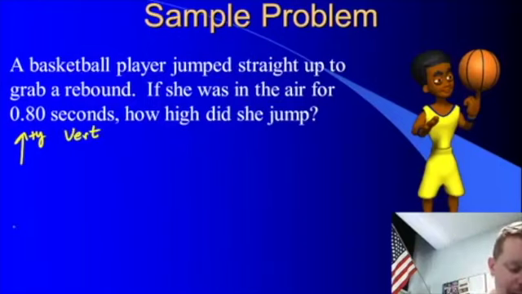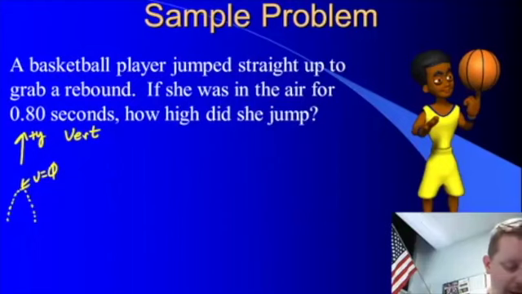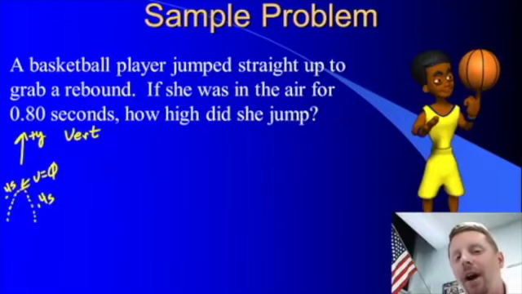Now we can also realize that the basketball player travels up and then comes back down. And at the highest point, velocity is 0. And if it takes 0.8 seconds for the entire trip up and down, it must take 0.4 seconds to go up and 0.4 seconds to come down. So here's another trick to solving some of these problems. Oftentimes it's a lot simpler to just solve half of the problem, which is what we'll do here.